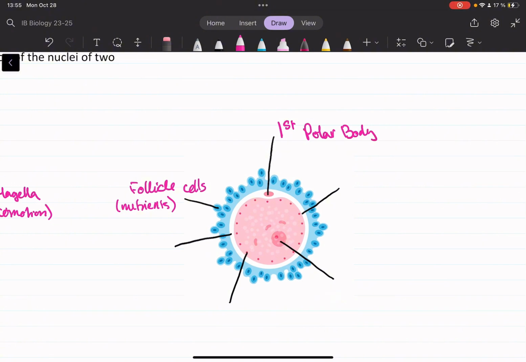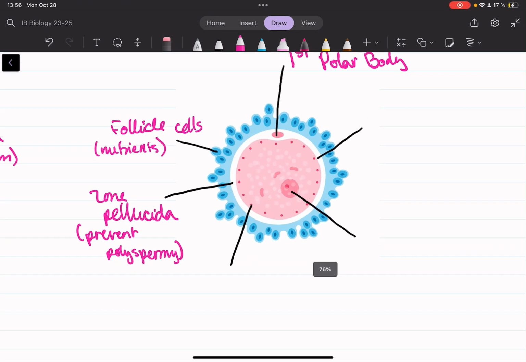Then we've got this ring called the zona pellucida, and this will be important to prevent polyspermy. And essentially polyspermy is when multiple sperm fertilize an egg, and obviously usually you don't want that. So the zona pellucida plays a role in making sure that only one sperm fertilizes the egg.